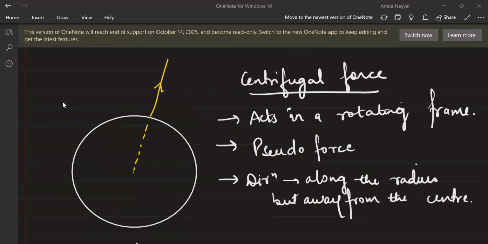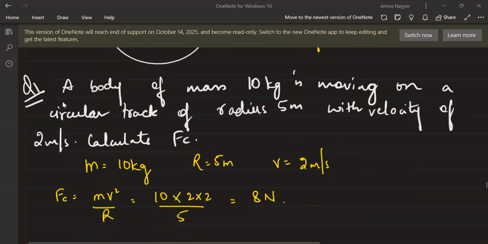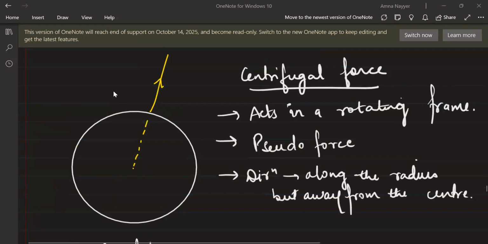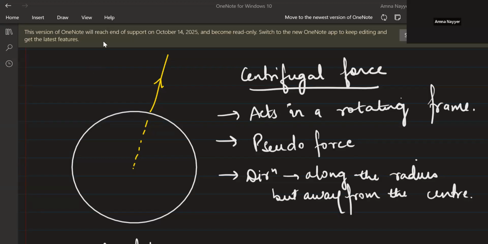Ma'am, can you explain this force again? I don't understand. What, Hafsa? Ma'am, this next force. Centrifugal. This one. Yeah, ma'am. This force. Sam, can you explain this again? Okay. You want me to explain this again? No, I thought you just want to write.